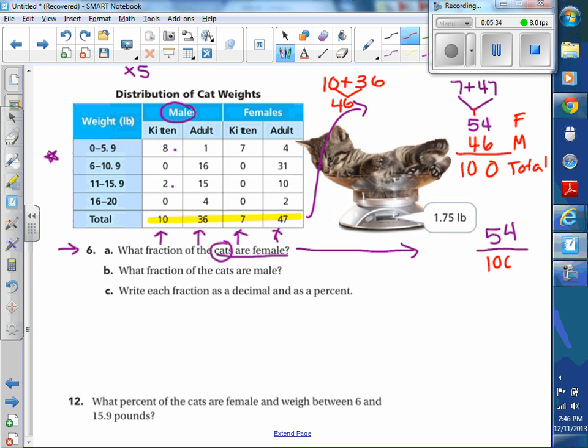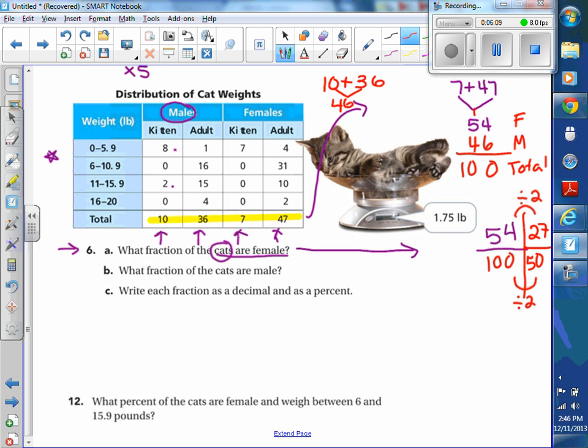Can you reduce that? Yes. What goes into both of them? 2. Good. So half of 50 is 25, and half of 54 is 27. So it's 27/50. All right, so that's part A.